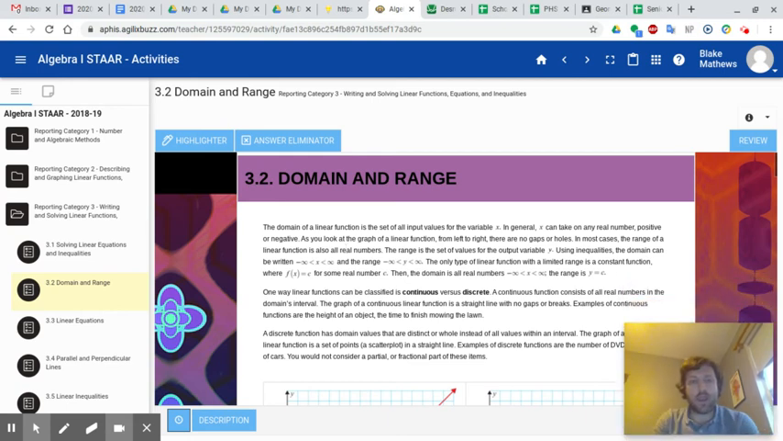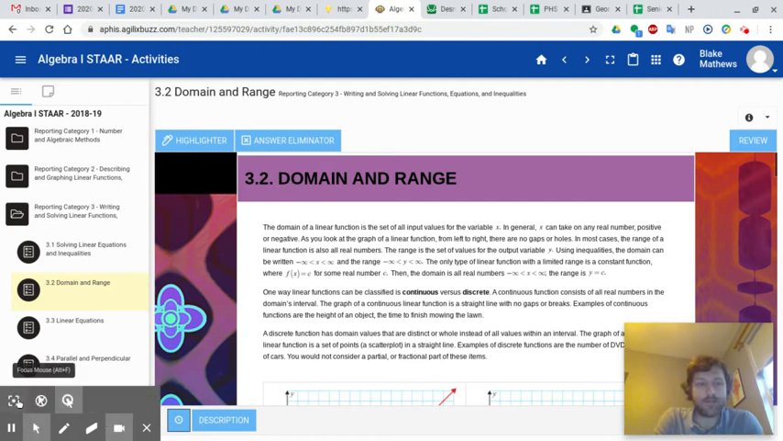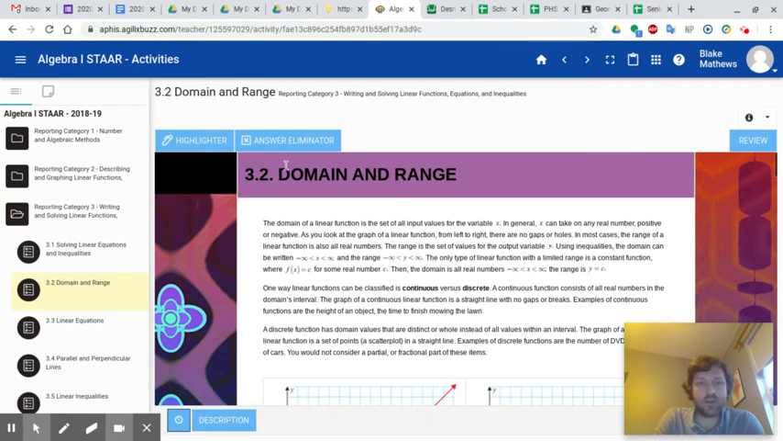We are going to be looking at lesson 3.2 in this video. It's all about domain and range. We're talking about the x's and the y's. Domain is always the x values of a function, and the range is always the y values. So anytime they ask about domain, they're asking about the horizontal, and anytime they ask about the range, they're asking about the vertical. In other words, side to side for x, up and down for y.